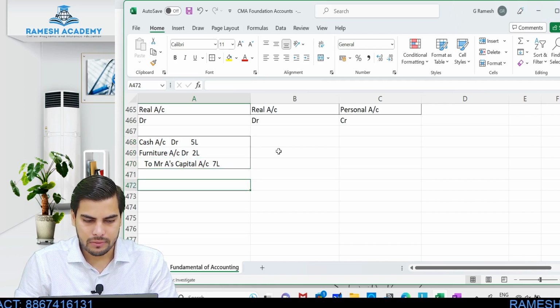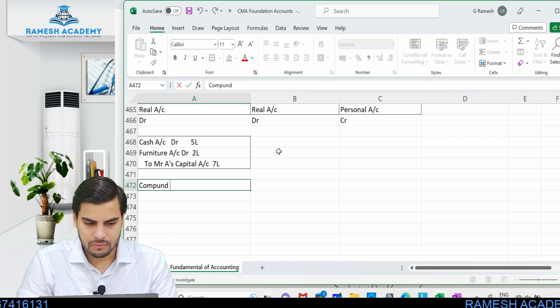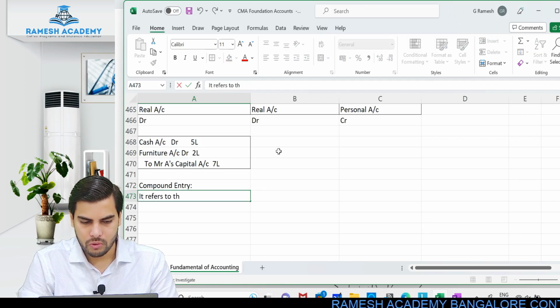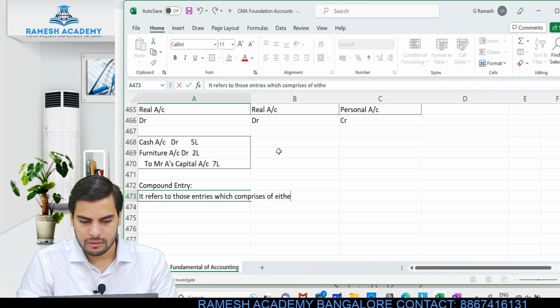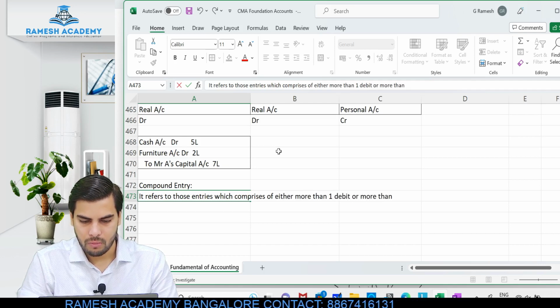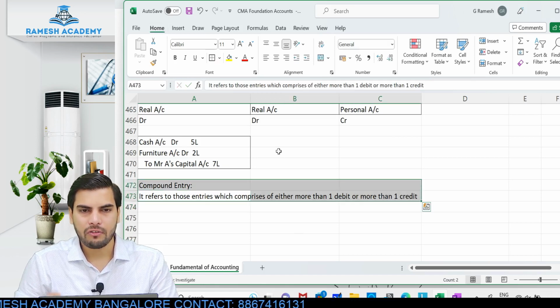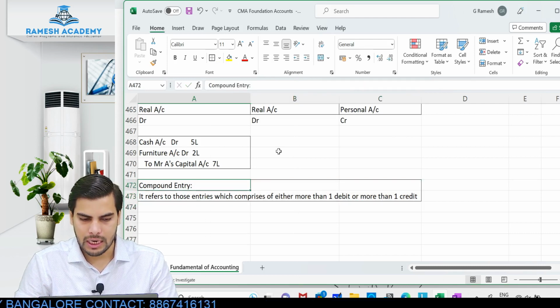Okay, so what are these? It refers to those entries which comprise either more than one debit or more than one credit. Those journal entries which comprise more than one debit or more than one credit will be called compound entries. So this entry is a compound entry.